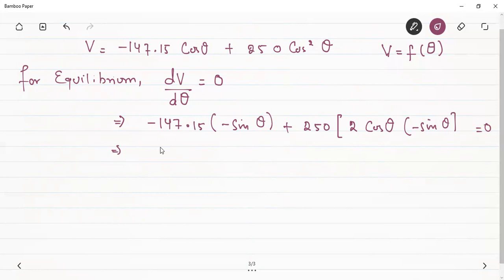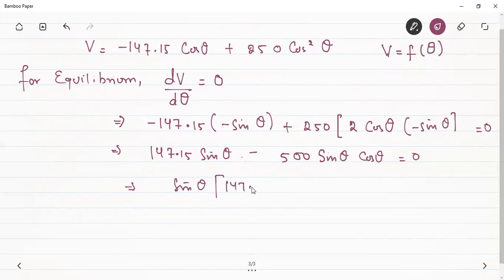Now from here we get that 147.15 sine theta, plus, rather we will have a minus here, and this can come out, so it will be 500 sine theta cos theta. So this has to be 0. Okay, so from here we can take sine theta to be common. In the brackets, we will have 147.15 minus 500 cos theta. So this will be 0.